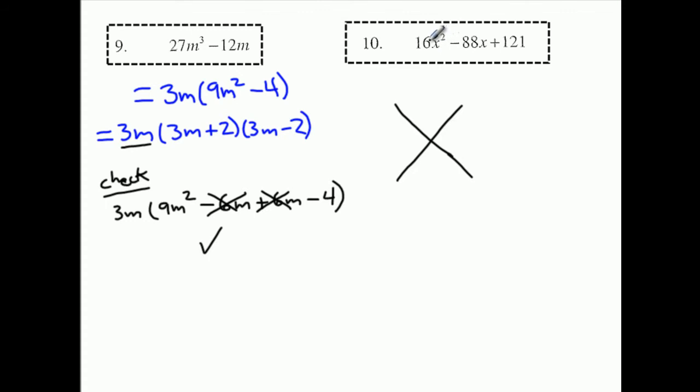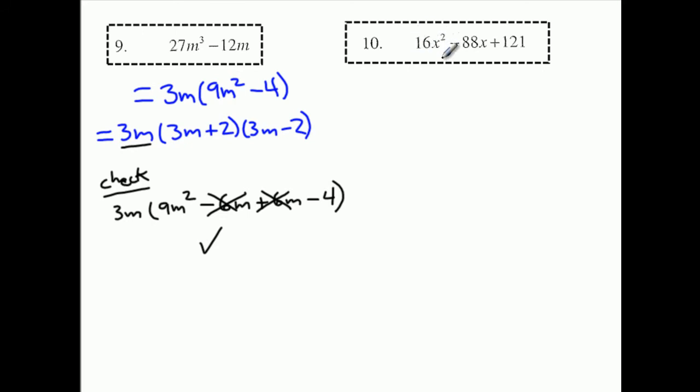Same thing with x factor though. X factor, 16 times 121 gives us 1936. So you would have to search for factors of 1936, which could take a while. This turns out to be a perfect square trinomial.